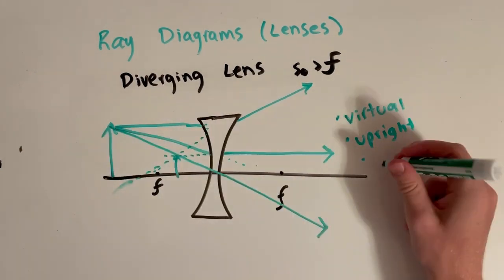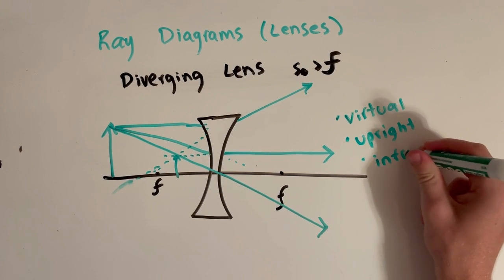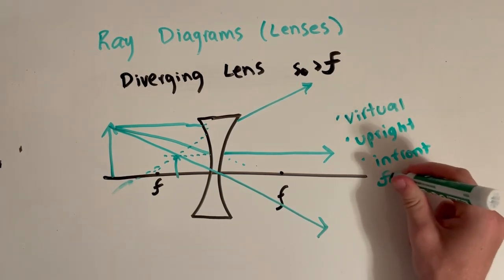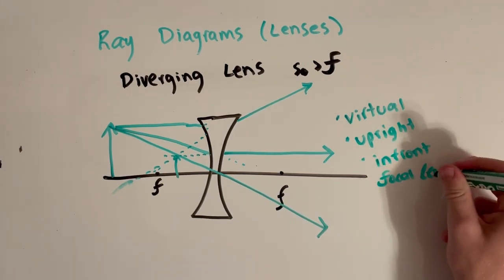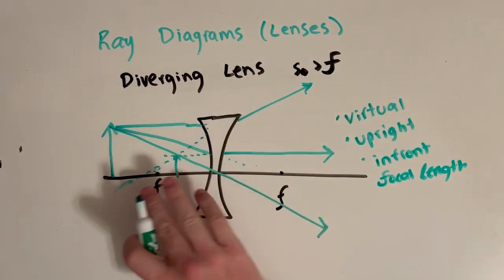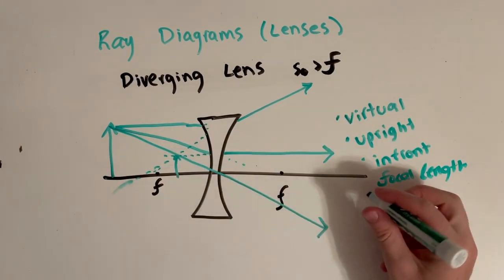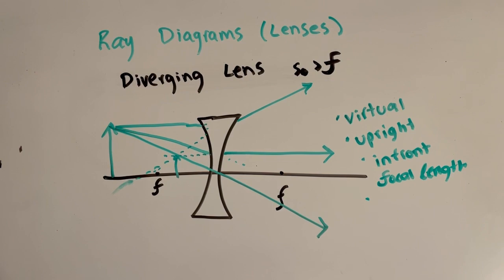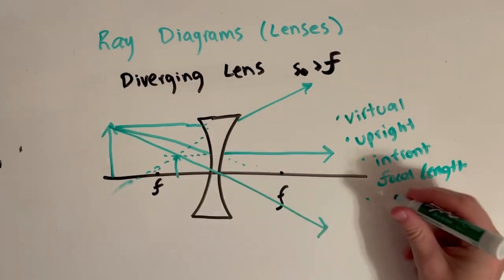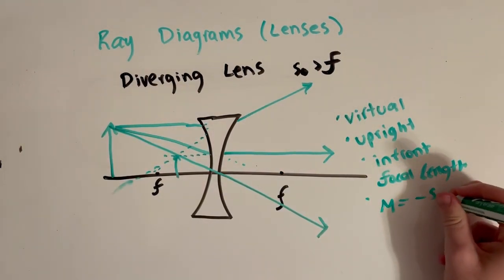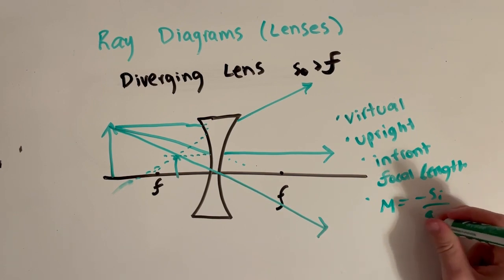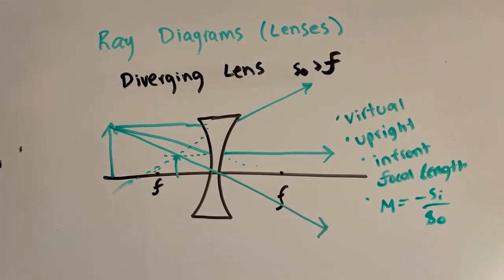Location, it's in front of the focal length. We can be a little more specific about that in more words. It's closer, it's between the focal length and the mirror, sorry, the lens. And then our last one is magnification. It looks smaller, but again, we can use this equation to ensure that we did the ray diagram correct.